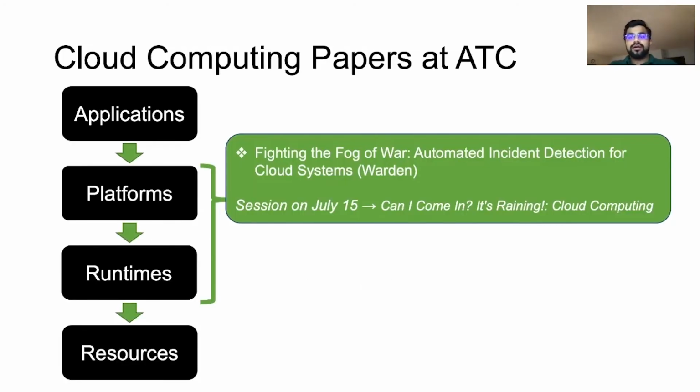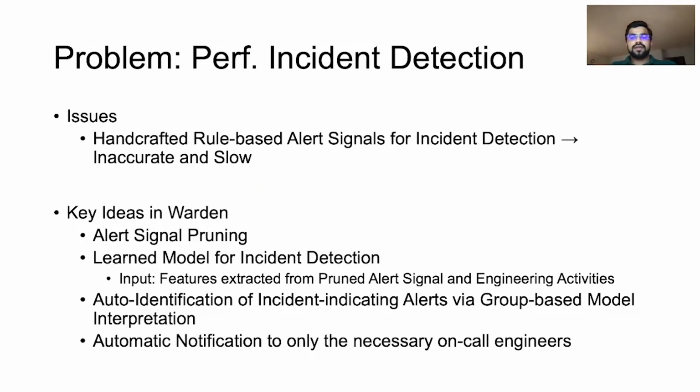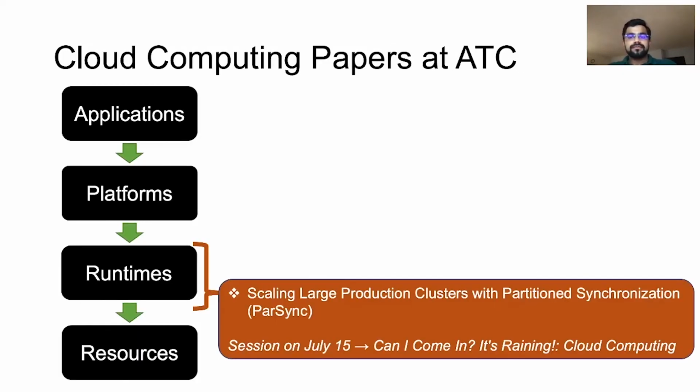Next, we look at Warden, which automates incident detection for the cloud systems. Existing incident detection systems are inaccurate and slow as they apply handcrafted rules on alerts generated by various cloud systems. Warden overcomes this by pruning out noisy alerts and learning machine learning models that associate groups of alerts with potential incidents and automatically notifies the right set of on-call engineers.